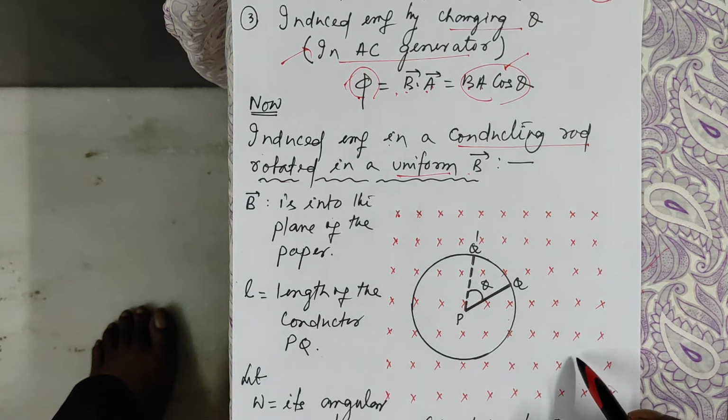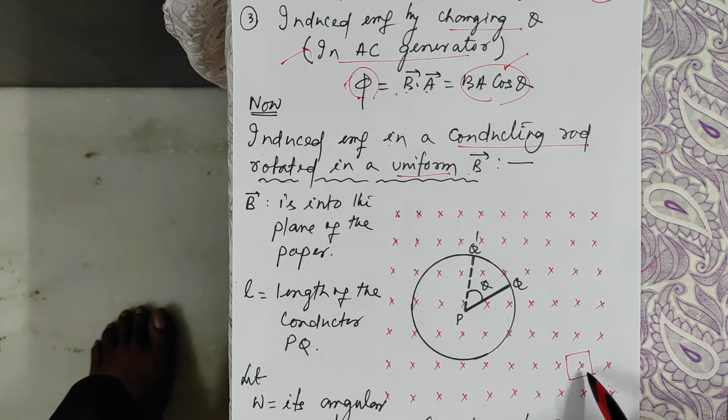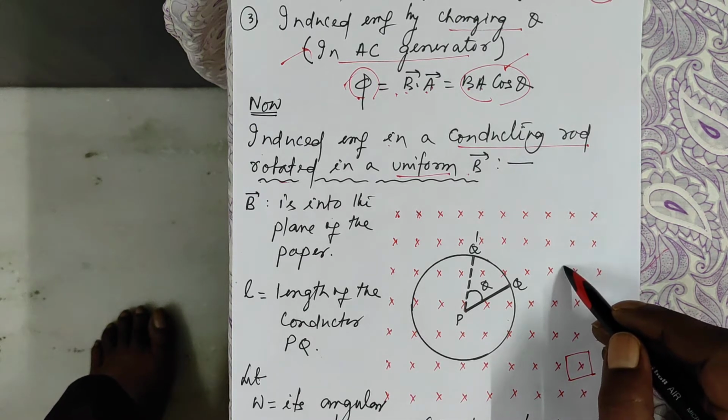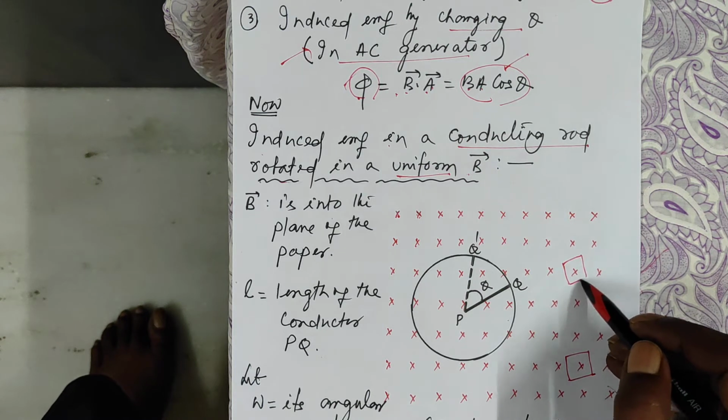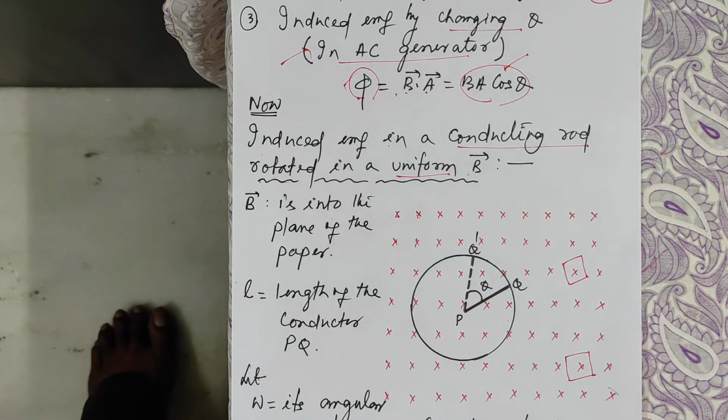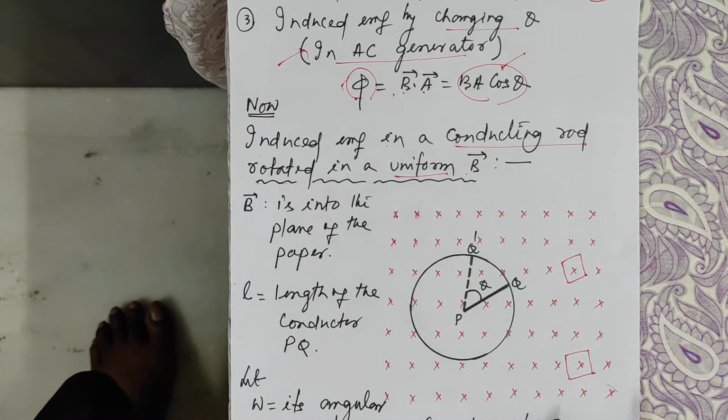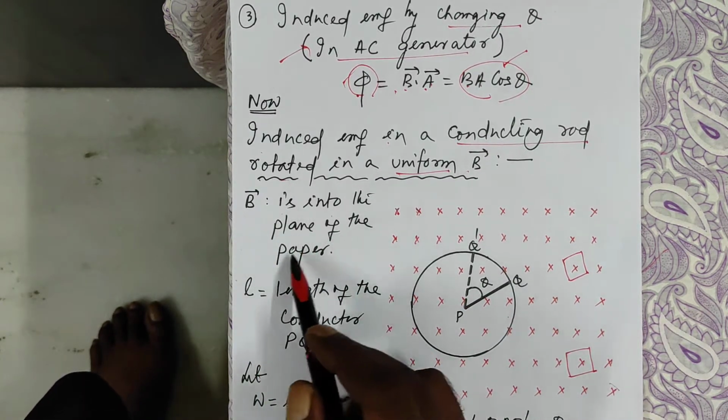It means if you consider a unit area here, whatever the number of lines of force passing through will be equal to, if you consider a unit area here, the number of lines of force passing through. That is, the field is uniform and is into the plane of the paper. B is into the plane of the paper.